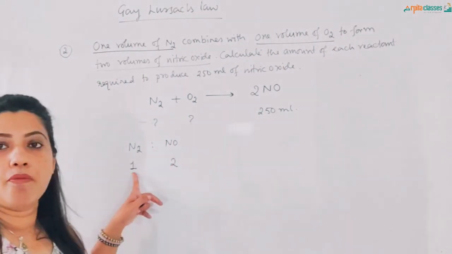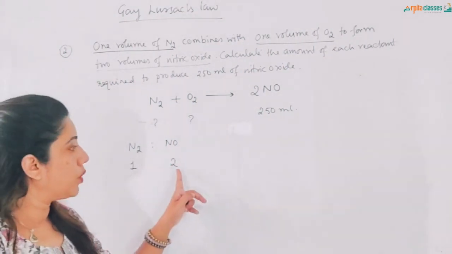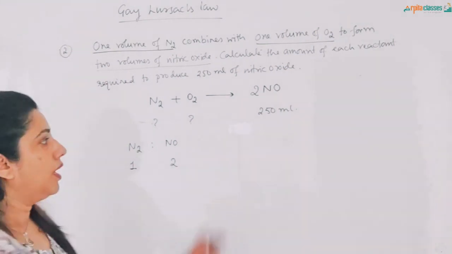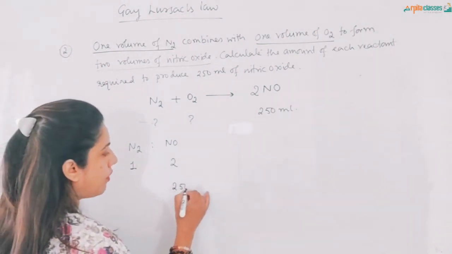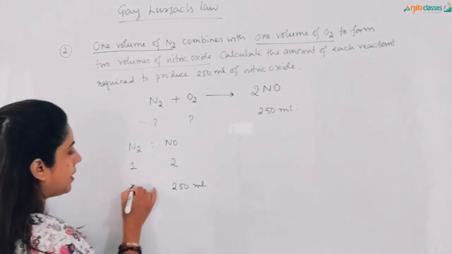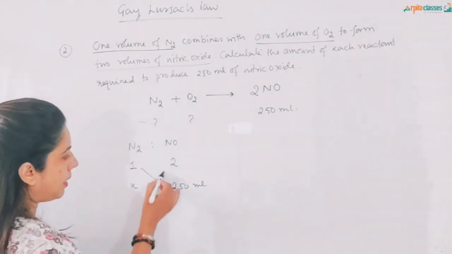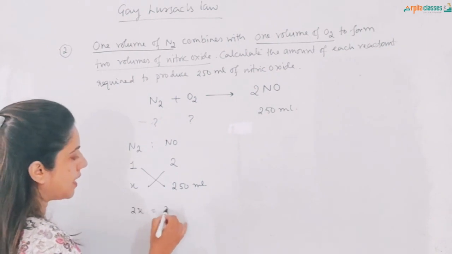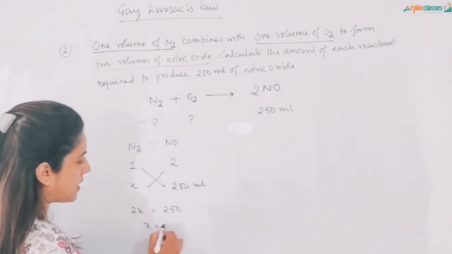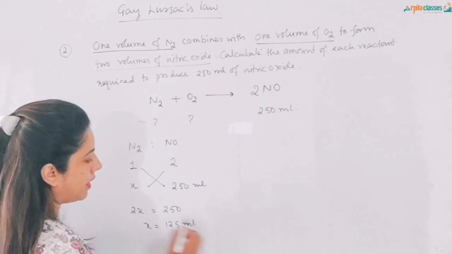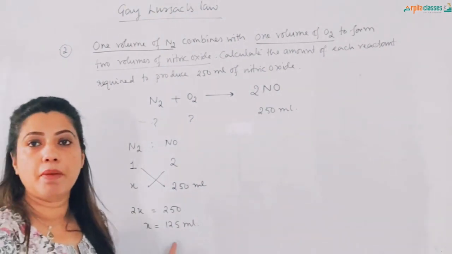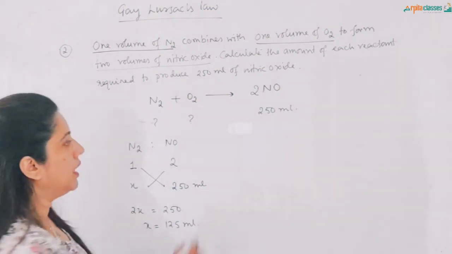That means 1 volume of nitrogen is required to produce 2 volumes of NO. So now if NO is 250 milliliter, how much will be the volume of nitrogen? Let it be x, cross multiply. So it is 2x is equal to 250 or x is equal to 125 milliliter. So that means 125 milliliter of nitrogen is required.